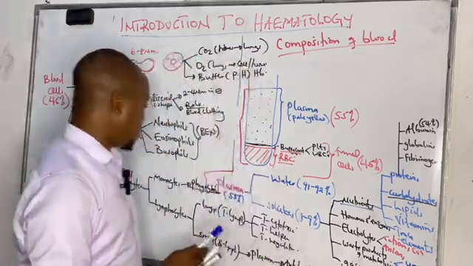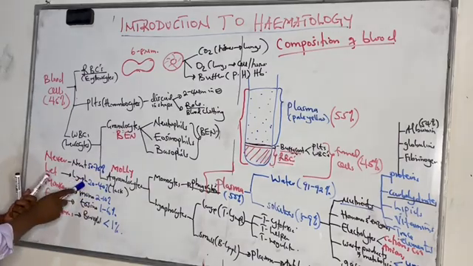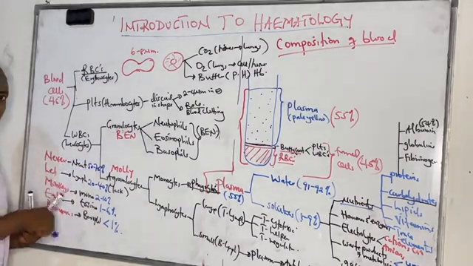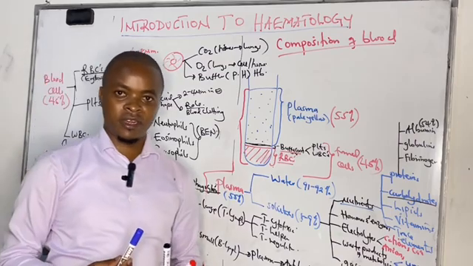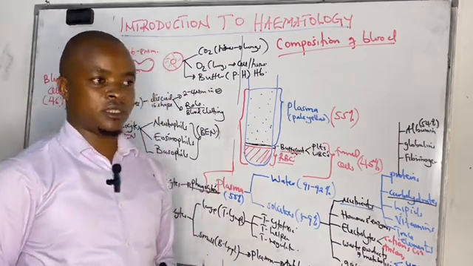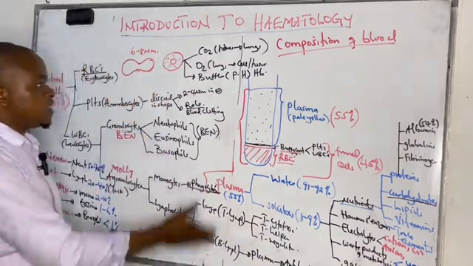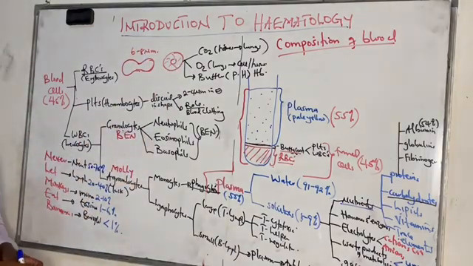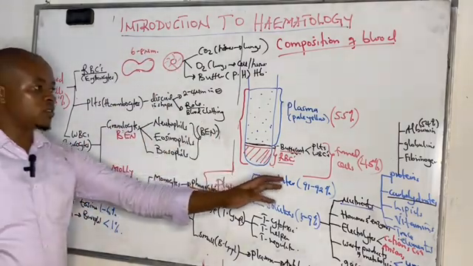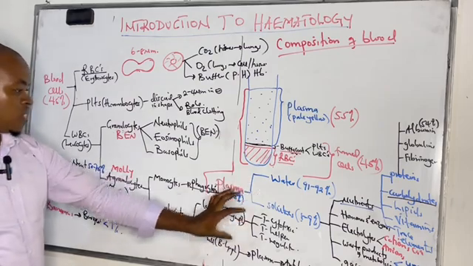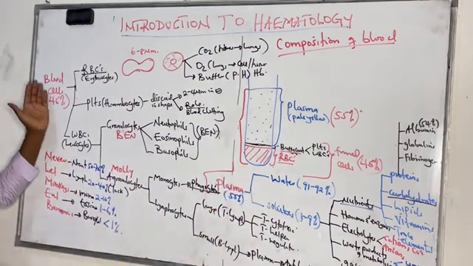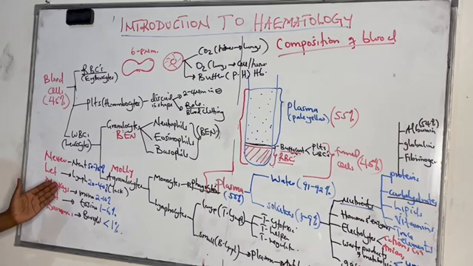But in children, the lymphocytes become higher than neutrophils. So we have seen the composition, whereby you have seen plasma and cells. We have seen the composition of plasma, and we have also seen the composition of cells.